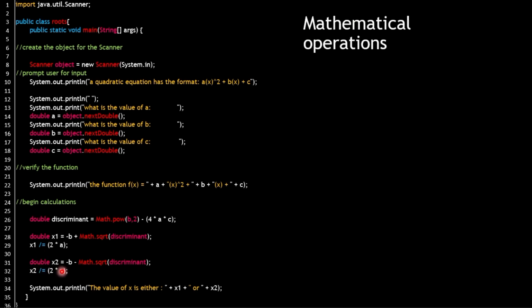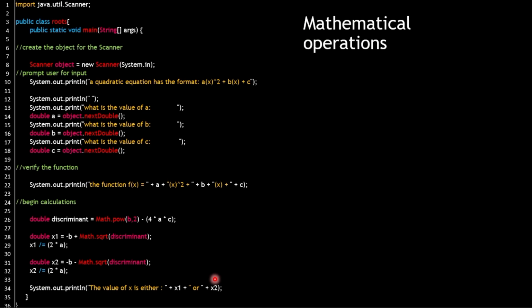And we do the same for x2. The difference is that rather than adding there, we're going to subtract it. And we're going to say x2 divide by this value here. And then we have our print line method, which says the value of x is either x1 or x2, right? So this is our program for finding the roots of a quadratic equation.